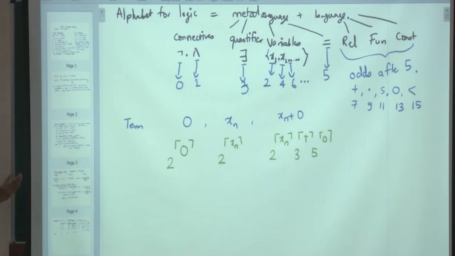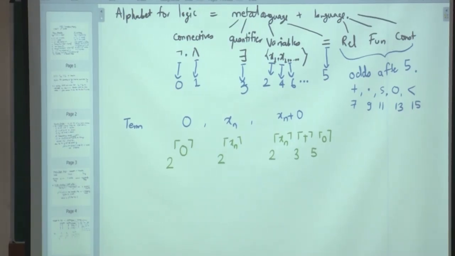You can do the same thing with formulas, because formulas are also finite lists of symbols. So every formula will have its Gödel number, every term will have its Gödel number, everything will have a Gödel number, and they will all be different.